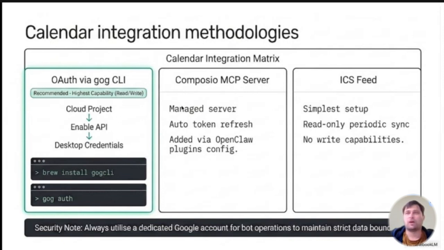So now we have all these integrations. We set up OpenClaw, provided which model to use, connected to Telegram, and after that integrated with Google, Google Workspace, let's say.